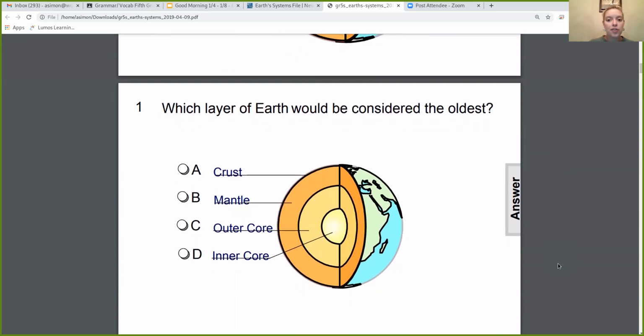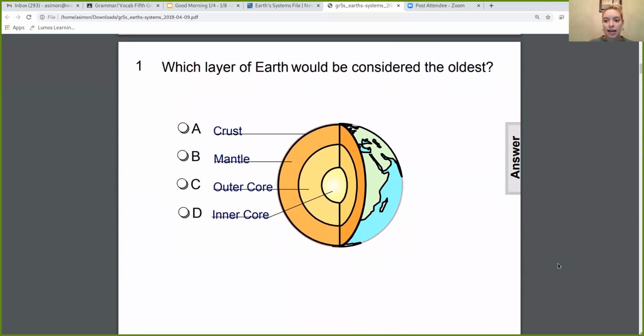All right, so which layer of the Earth would be considered the oldest? If we're looking at this picture, remember our oldest is in the center, so if you said inner core, you are correct.